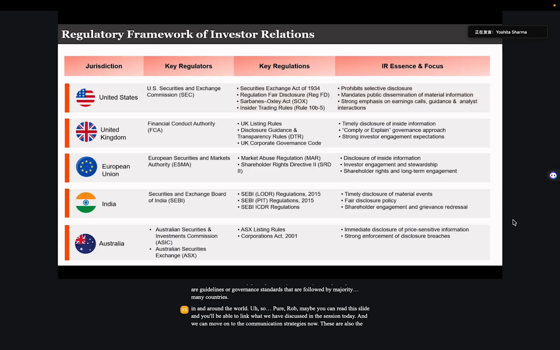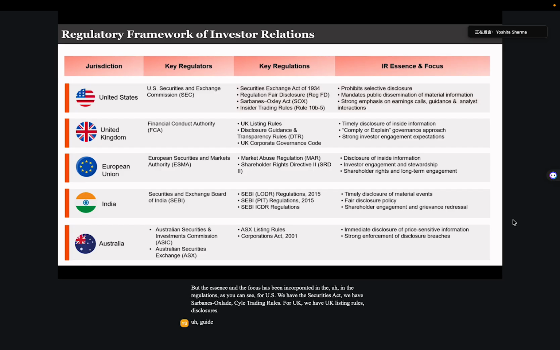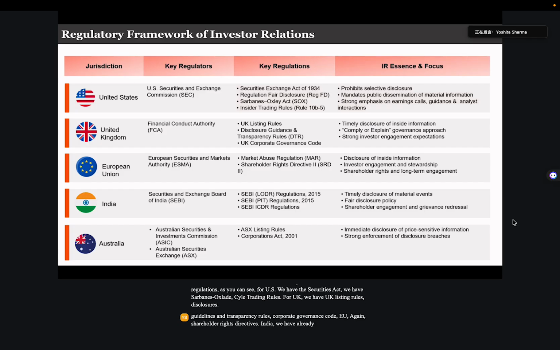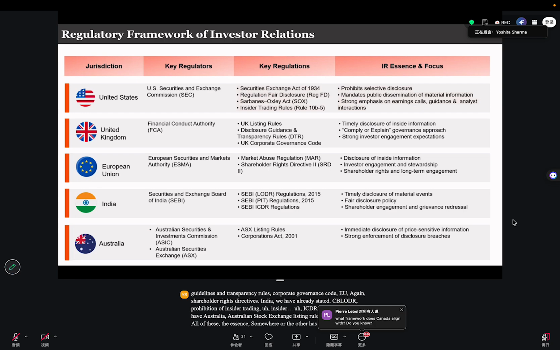These are also the regulatory frameworks, jurisdiction specific, which, while not covered explicitly, have the essence and focus incorporated in the regulations. As you can see, for the US, we have the Securities Act, Sarbanes-Oxley, insider trading rules. For the UK, we have the UK Listing Rules, Disclosure Guidance and Transparency Rules, and the Corporate Governance Code. EU, again, has the Shareholder Rights Directive. India, we have already stated SEBI LODR, Prohibition of Insider Trading, ICDR regulations. Then we have the Australian Stock Exchange listing rules and the Corporations Act. All of these, the essence somewhere or the other has been covered here.